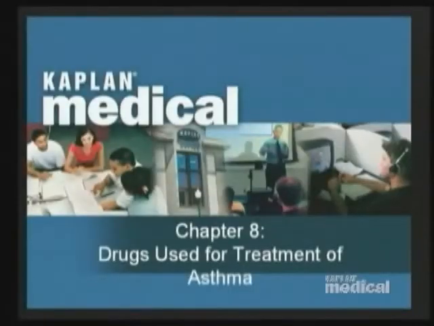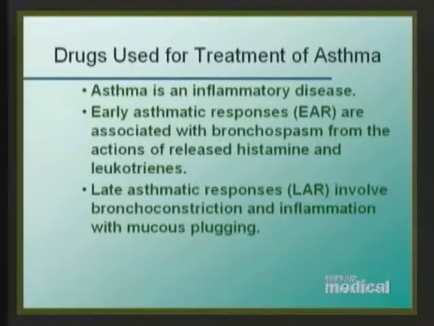In our final chapter of drugs used in inflammatory or related disorders, let's look at drugs used in the treatment of asthma. We know asthma is an example of inflammatory disease consisting of two phases. The early asthmatic response, EAR, which is the bronchospasm, which comes mainly from released histamine and leukotrienes, but also the inflammatory process representing the late asthmatic response with severe bronchospasm, increased mucus secretion, and some pathological changes.